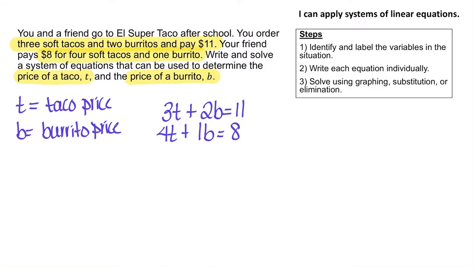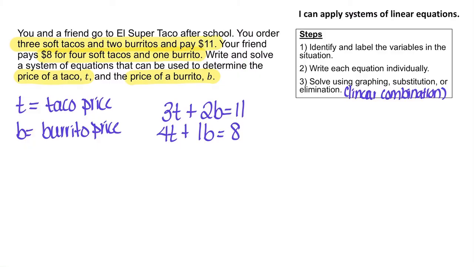We can't use graphing because they're not both in y equals mx plus b form. Substitution isn't really a good idea because we don't have our equations already solved for one variable. So let's go ahead and try to use elimination. Whenever we're using elimination, which is another way of saying linear combination, we're going to try to figure out which variable we want to get rid of.